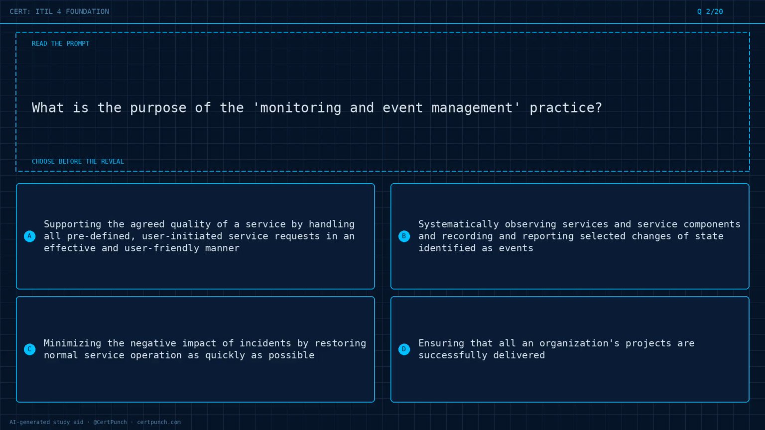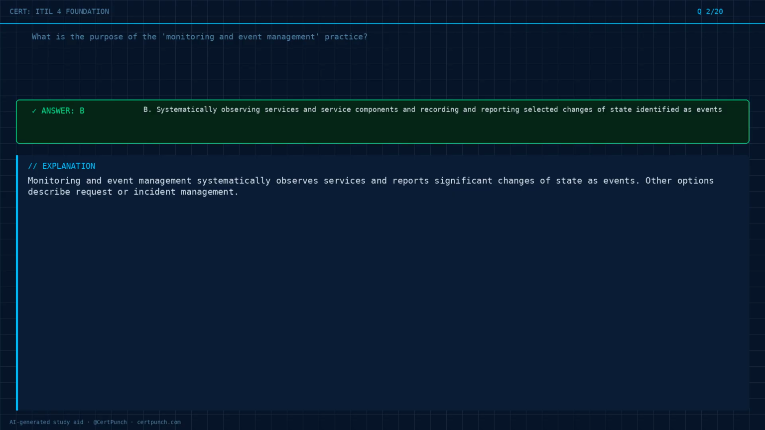Lock in your pick before the reveal. Trust the read. The answer is Option B. Why it works. Monitoring and event management systematically observes services and reports significant changes of state as events. Other options describe request or incident management.